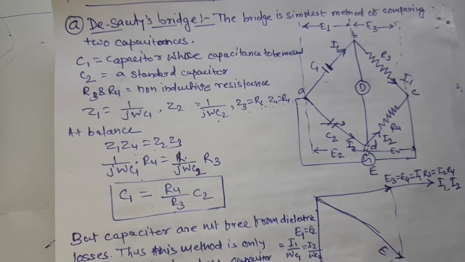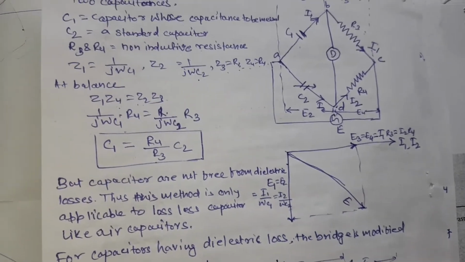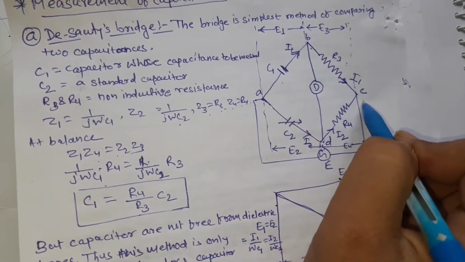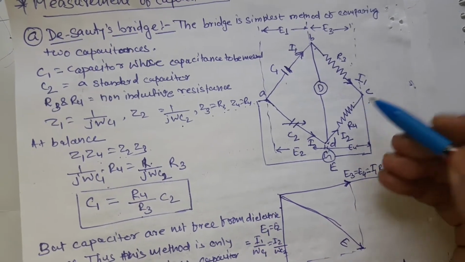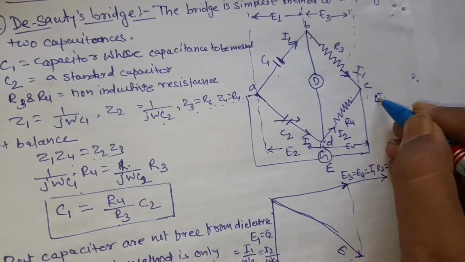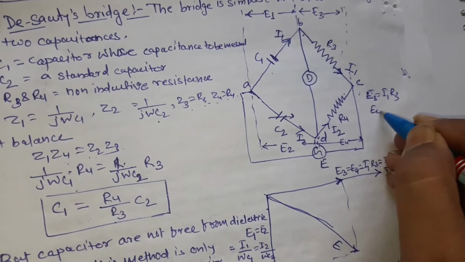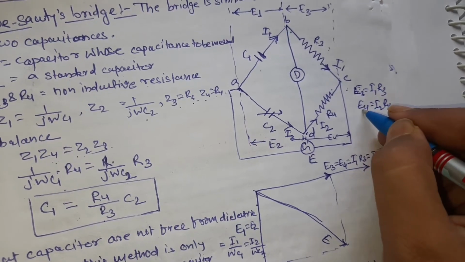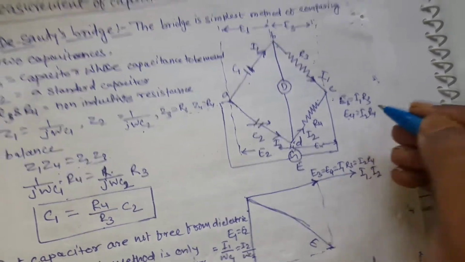The phasor diagram is discussed here, because at the balance condition, the voltage drop across R3 and the voltage drop across R4 are the same. The voltage drop across R3 is E3 equal to I1 into R3, and E4 is equal to I2 into R4. So at balance condition, E3 is equal to E4. Then you can say that I1 and I2 are in the same phase.